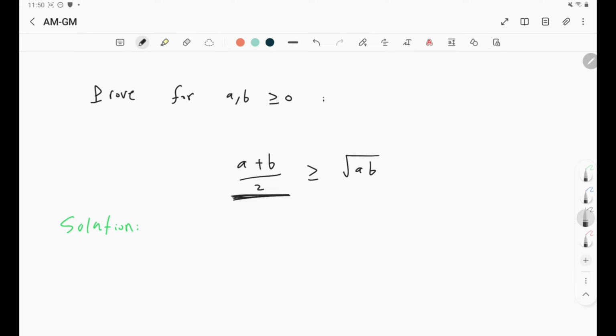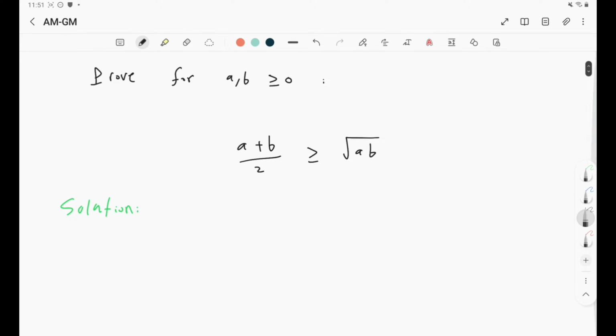The left hand side is simply the arithmetic mean, as you can see, (a+b)/2 for the two numbers. And this is the geometric mean, which is just the square root of the product of the two numbers. So as you can see, this is actually the AM-GM. The AM is greater than or equal to the GM of the two numbers. But how can we prove this?